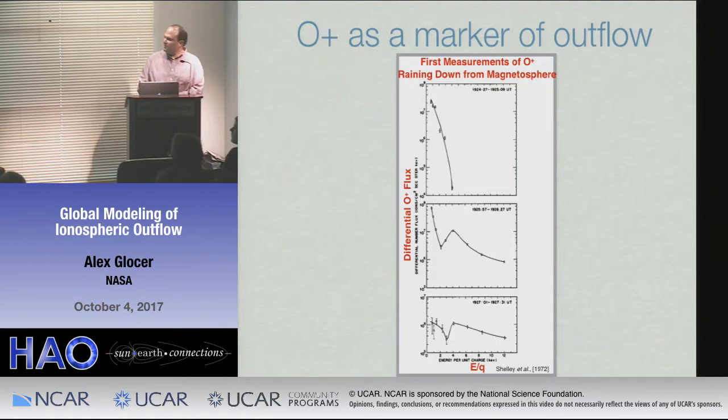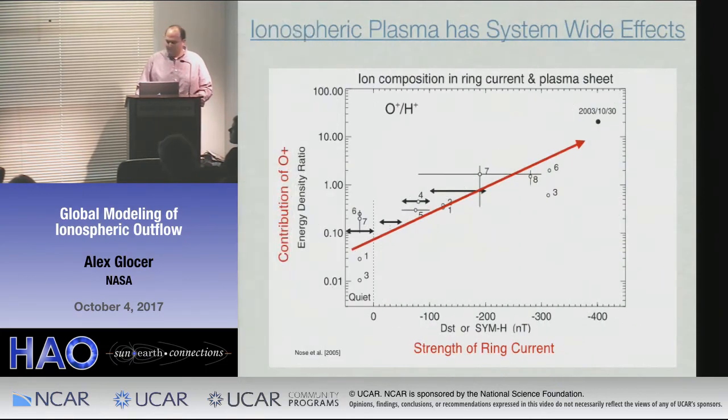And these were the first measurements of O+ at ring current energies raining down into the magnetosphere. I don't want to spend a lot of time on it, but for this particular event, they found that not only do you have a lot of ionospheric plasma in the magnetosphere, but they estimated that it would be about 4 times the energy density carried by the O+ compared to the H+. So the ionospheric plasma is getting out there, and it's important for the energy balance. And that's not an isolated event, so this is a nice result from Nose et al.